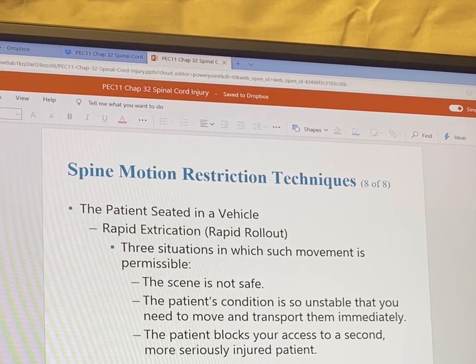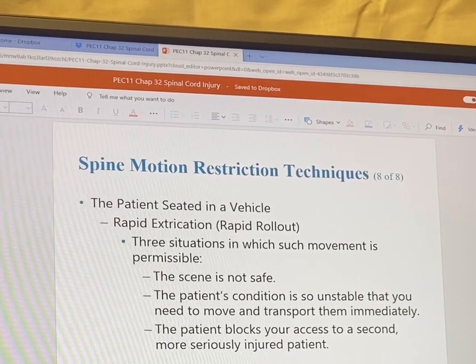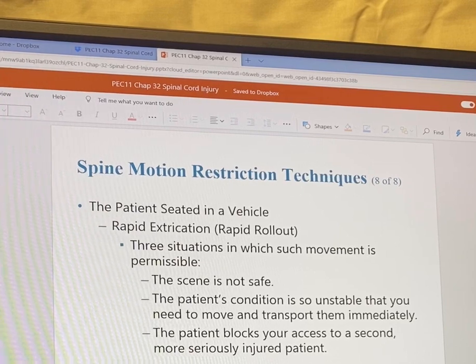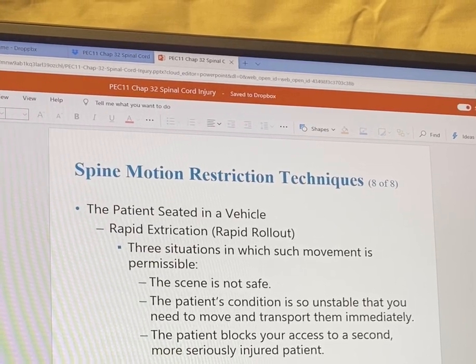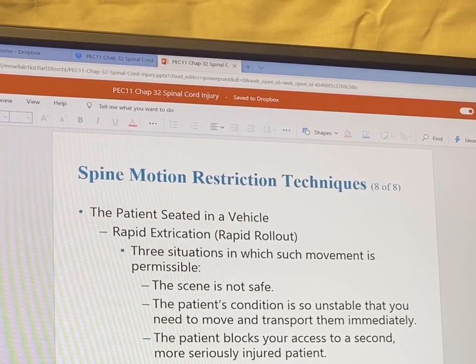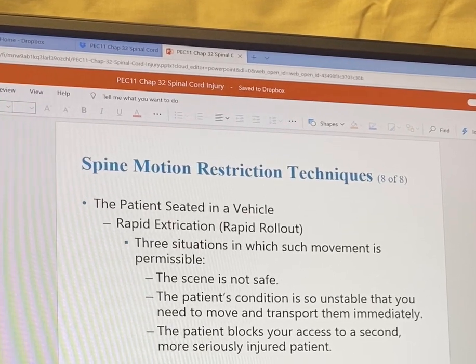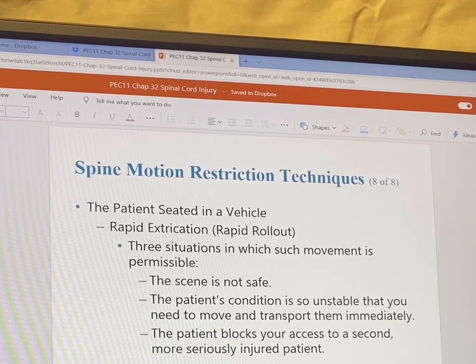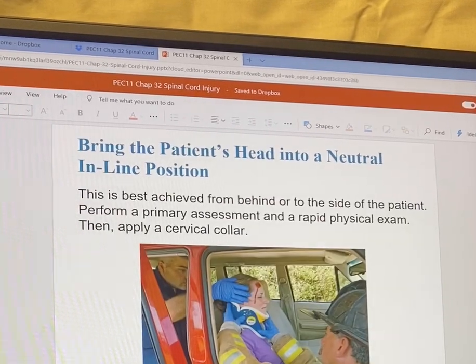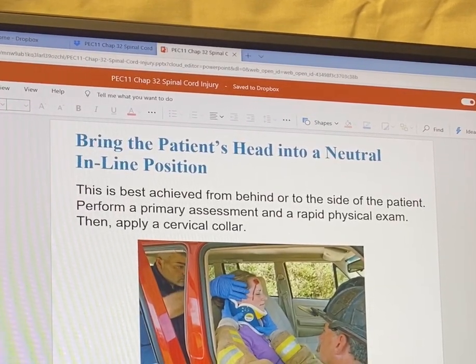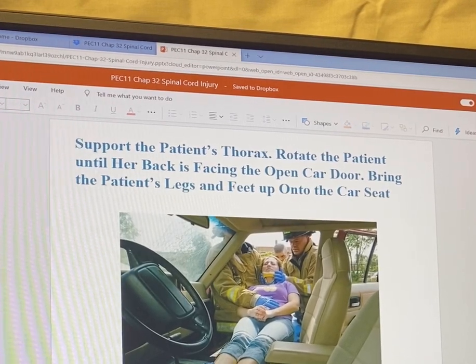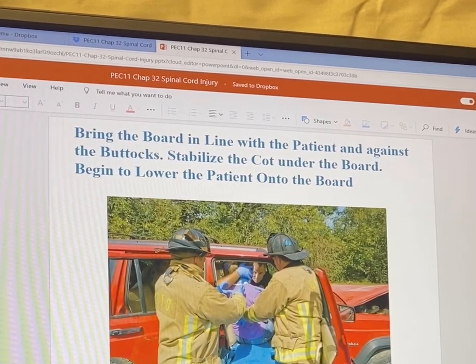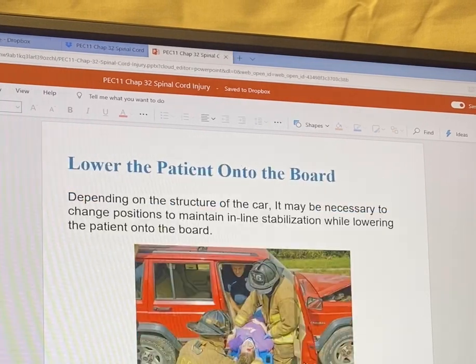Rapid extrication. This is called rapid rollout. Use it when the scene is not safe, when the patient's condition is so unstable that you need to move them to transport them immediately, or when the patient blocks your access to a second, more seriously injured patient. Put a cervical collar on, spin them onto the backboard, get them out.